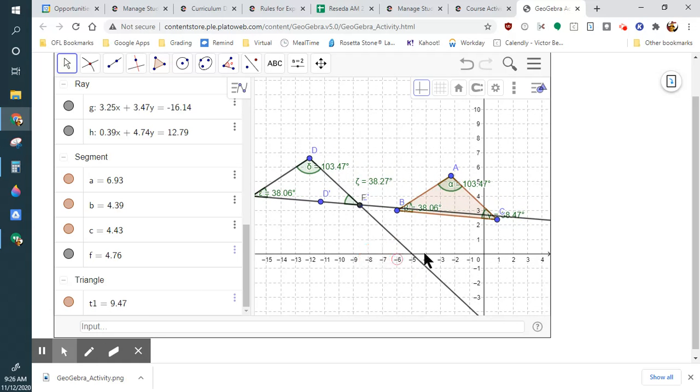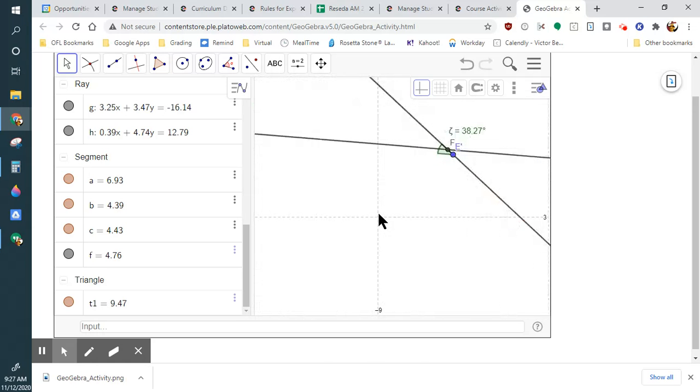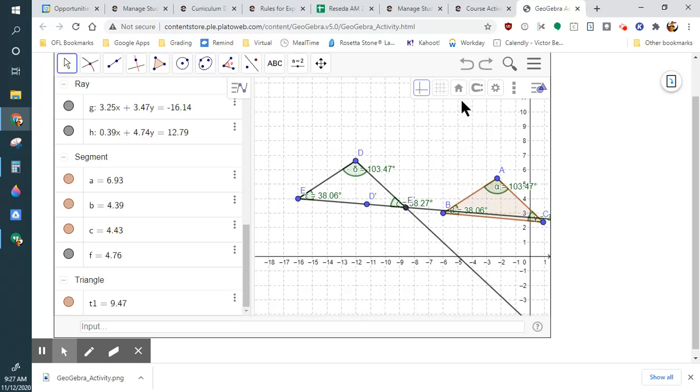Easiest way to check if you did it right, they don't want you to know, but you can check here. So apparently I did not do this right because it should be the same as C. It's off by a little bit. That might just be GeoGebra being GeoGebra. Or, look, I didn't click point F. I clicked E prime. So that means I didn't click the right angle.